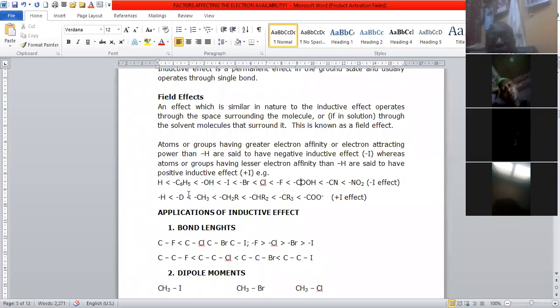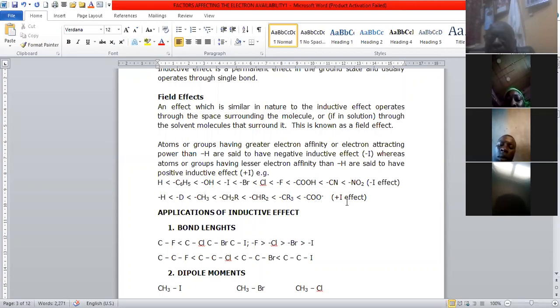Now, even like the other one here, we have hydrogen less than deuterium. This is deuterium. Deuterium is less than methyl. Methyl is less than primary alkyl. Primary alkyl is less than secondary alkyl. Secondary alkyl is less than tertiary alkyl. And tertiary alkyl is less than carboxylate ion.